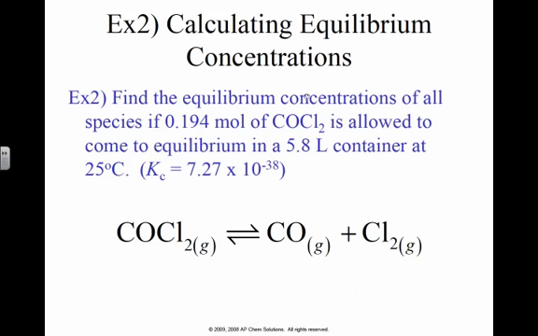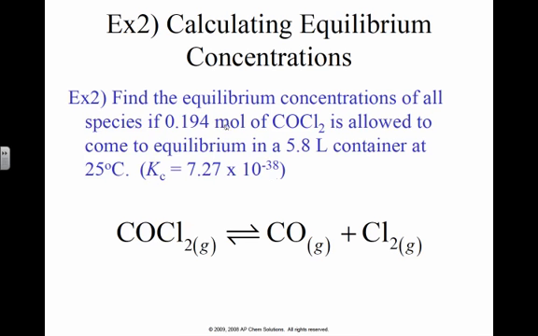Let's try another one. This time we're going to do it with concentration, so we're going to do Kc instead of Kp. It says find the equilibrium concentrations of all the species if 0.194 moles of COCl2 is allowed to come to equilibrium in a 5.8 liter container at 25 degrees Celsius. They give us the Kc value of 7.27 times 10 to the negative 38th. This tells me that K is freakishly small, which means it favors the left-hand side, the reactants. It also means that if I'm going to be subtracting an x, I could probably just void out that x and take that shortcut.